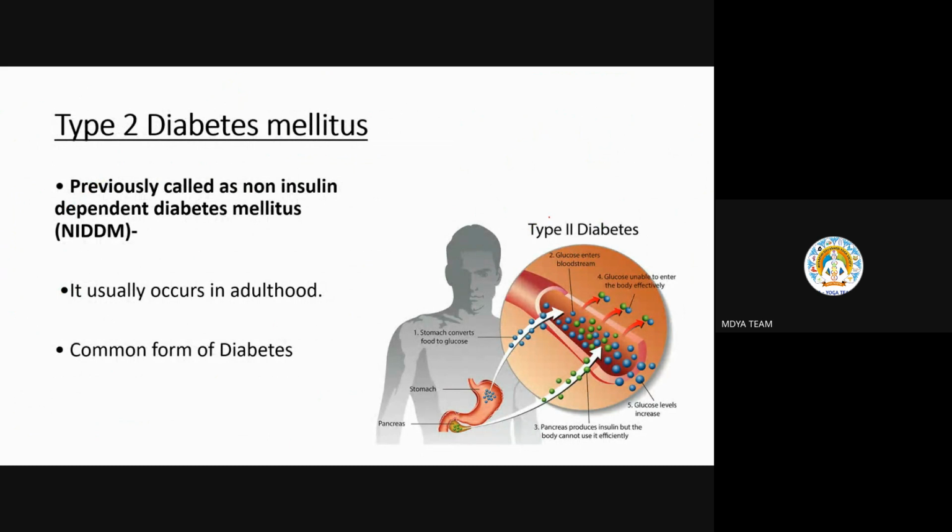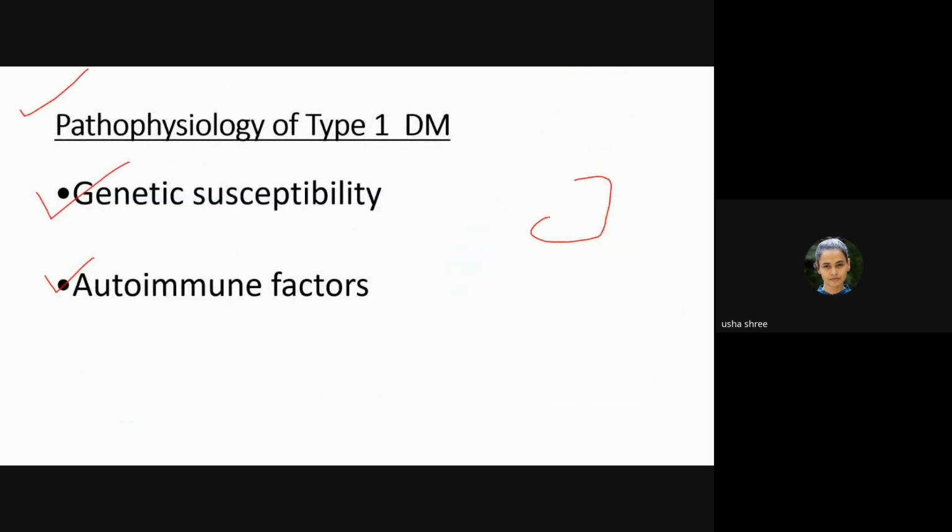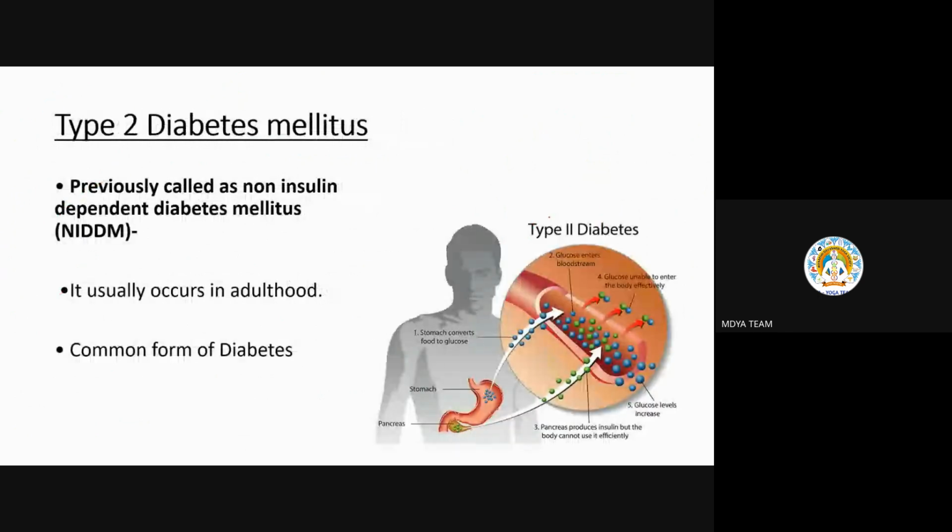So now we'll move towards type 2 diabetes mellitus. One was genetic susceptibility, and the other one was autoimmune factors. I told you the T cells are related with the immune system, cells of the immune system. You have understood that in anatomy and physiology. That is a big thing.